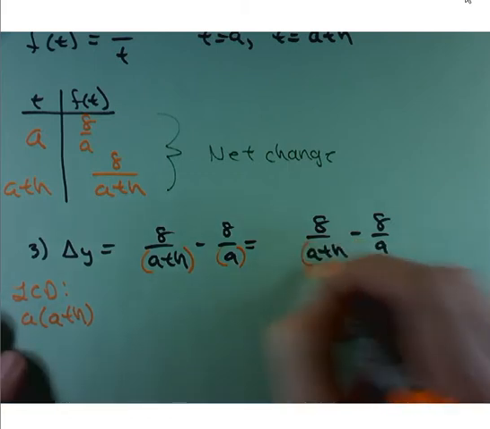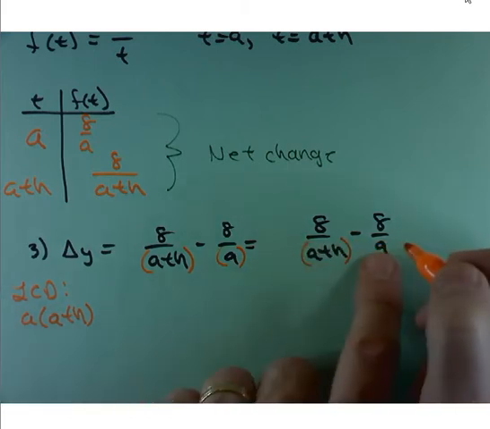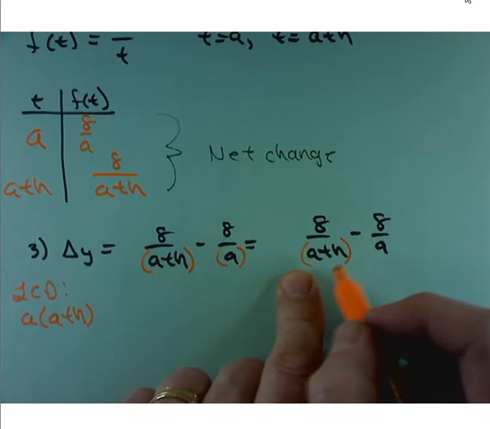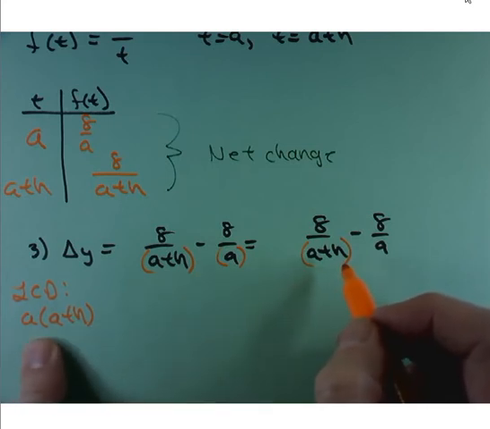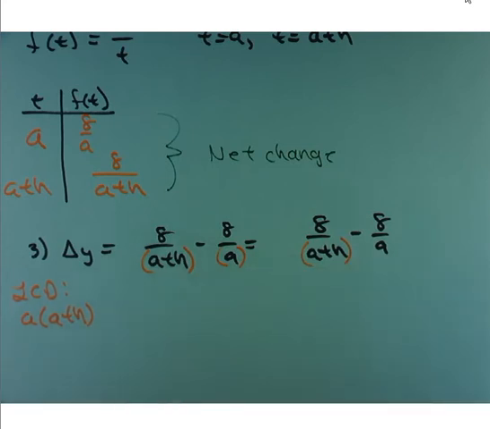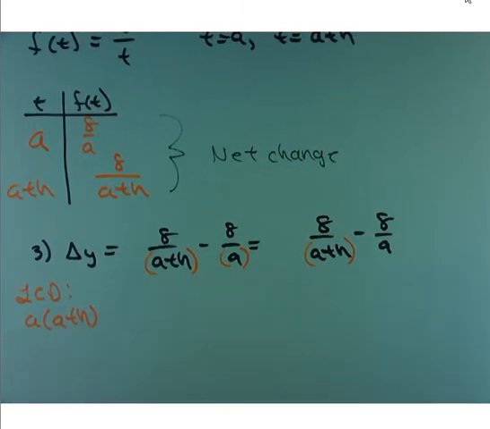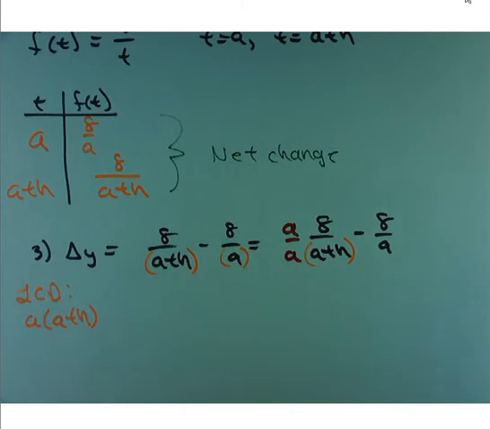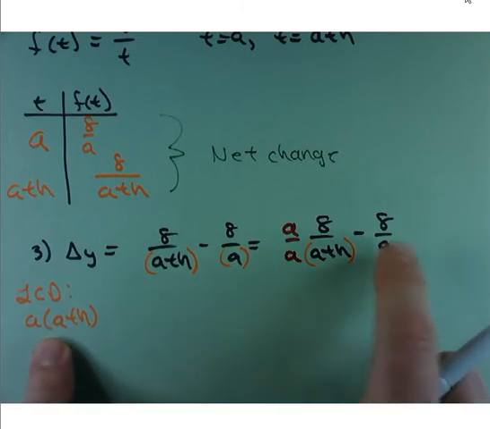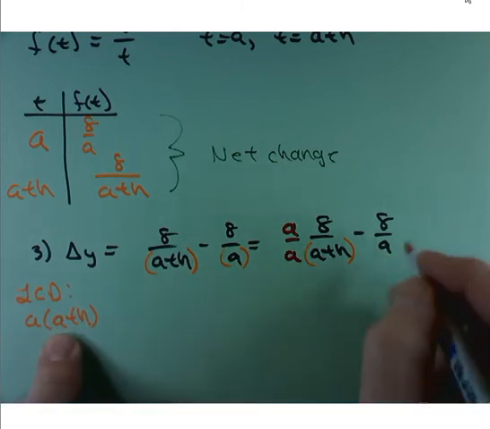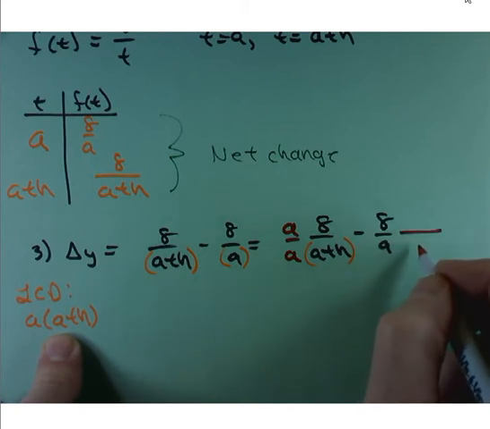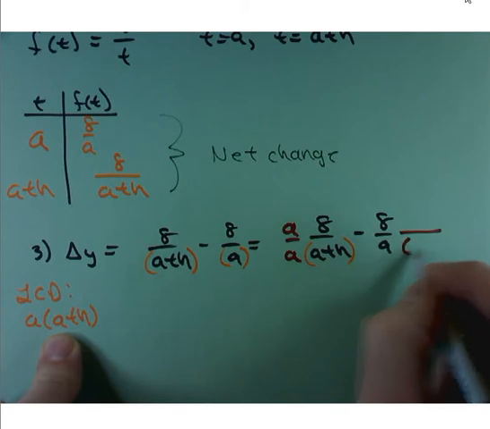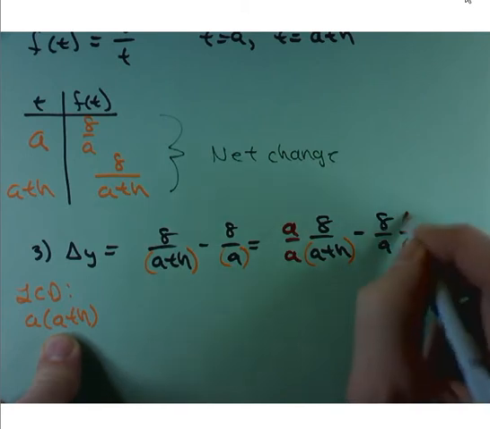So let me put parentheses around this. From this term, what am I missing from my LCD? The a, right? So I'll multiply by a over a. What's this denominator missing that's part of my LCD? Just h? No, a plus h. A plus h, there you go. A plus h over a plus h.